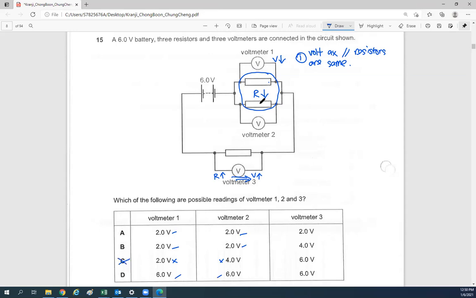Next, I look at whether this is smaller than this. Remember, voltmeter 3 must be bigger. This one is the same as this, so this is out. This is bigger than this, so this is possible. This is the same as this, so this is also out. So we already excluded this one. The only possible answer with 3 ticks is B. Therefore, the answer here is B.